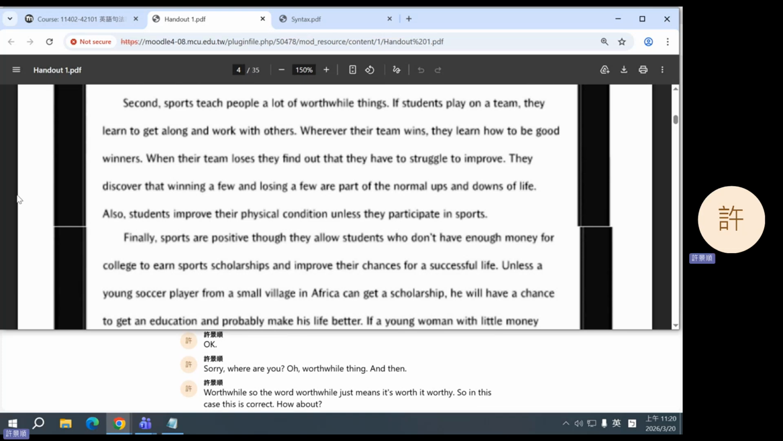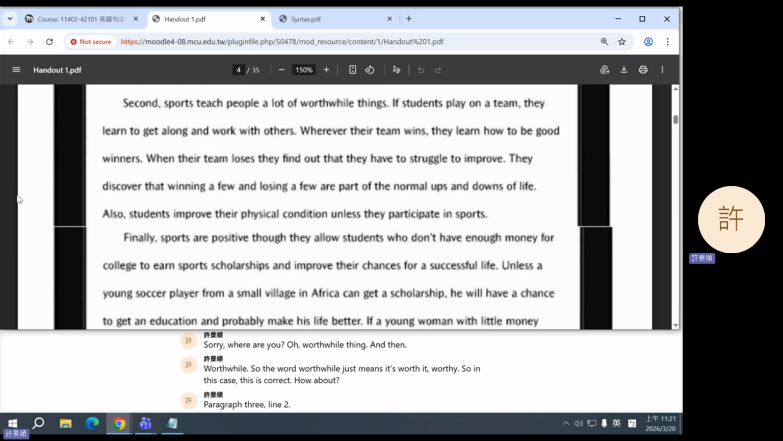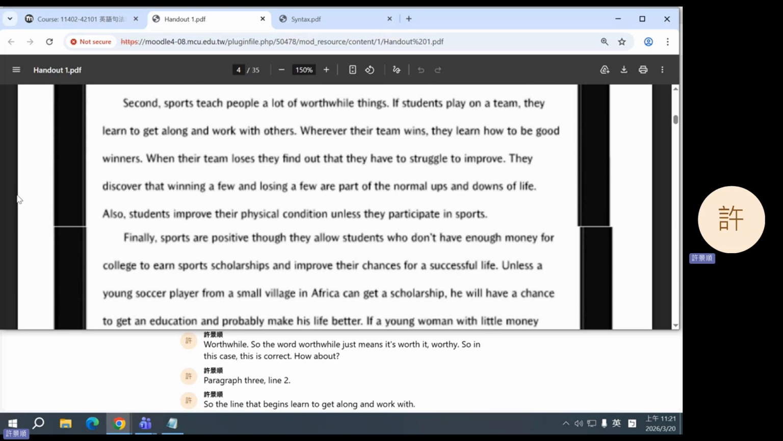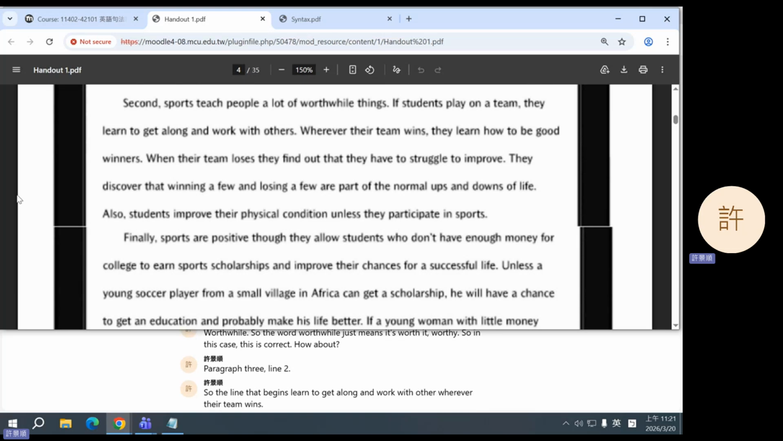How about paragraph 3, line 2? So the line that begins, learn to get along and work with others. Wherever their team wins, they learn how to be good winners. Is there a problem here?